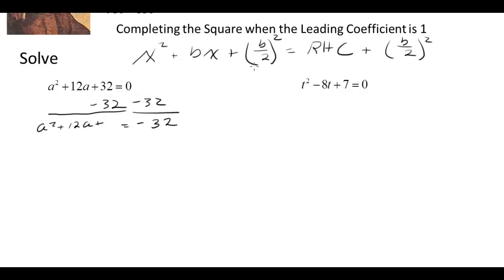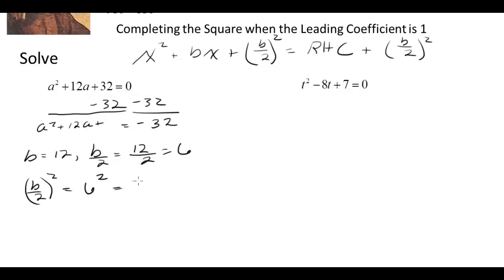(B over 2) quantity squared. So b, in this case, is 12. That means that b over 2 is going to equal 12 over 2. This equals 6. So the quantity (b over 2) squared is going to equal 6 squared. It's going to equal 36. So I'm going to add 36 to this side, and I'm going to add 36 to this side.